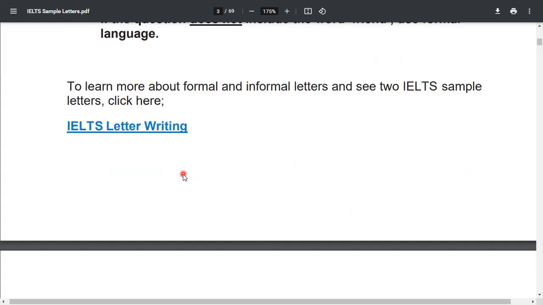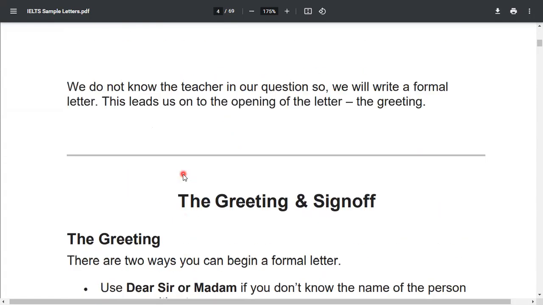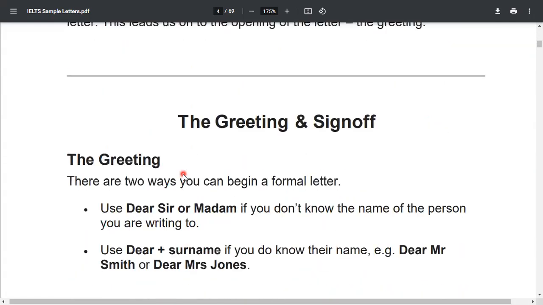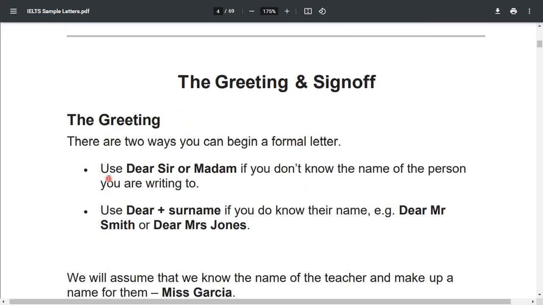So now let's go back. We have completely identified the type of letter, which is a formal one. Now let's think about the greeting. There are 2 ways you can begin a formal letter. You can either start with Dear Sir or Madam, if you don't know the name of the person you are writing to, or if you don't want to start with a name, or use Dear plus surname.